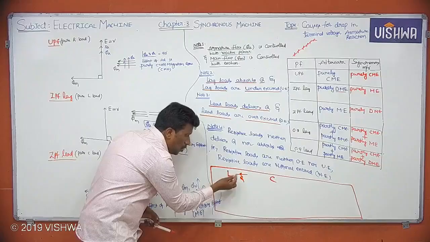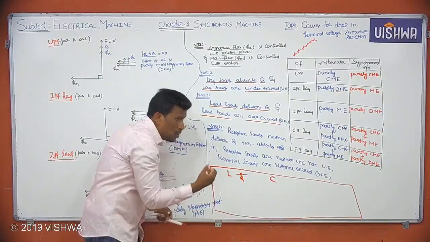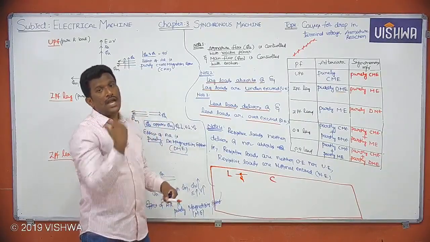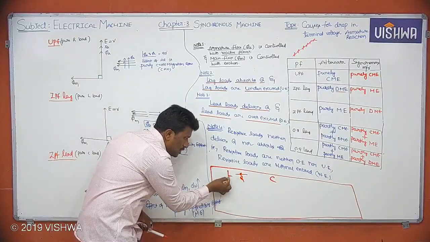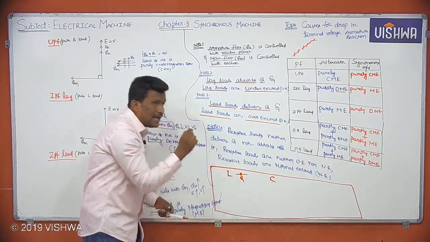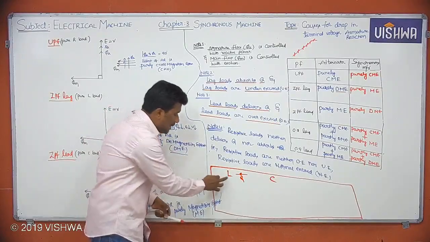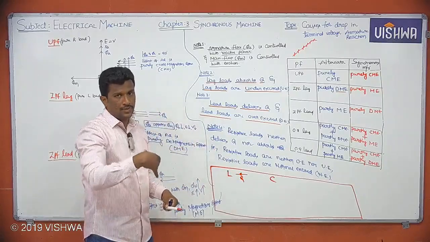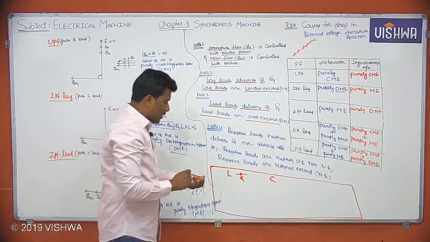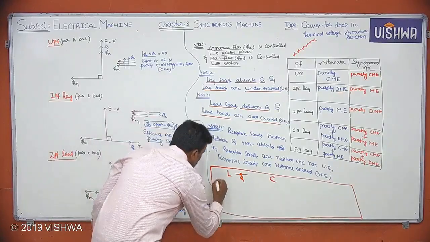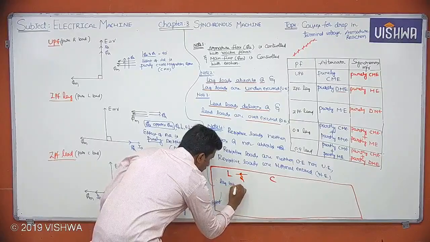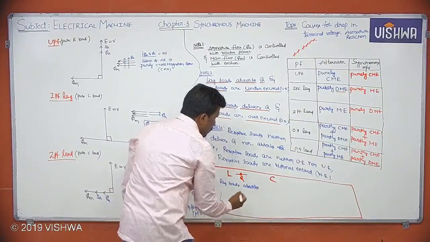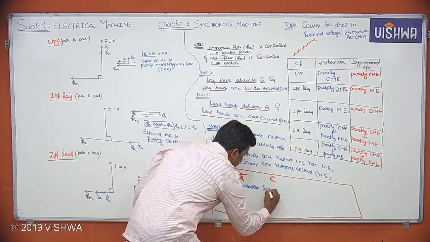That means the lag load absorbs which type of reactive power? Lag load absorbs lagging reactive power, because this power is coming towards L. Towards L, I can simply write lag, because this load has a lagging nature, so it is absorbing lagging reactive power. Okay, so let me write the first point here. First point: lag loads absorb lagging reactive power.